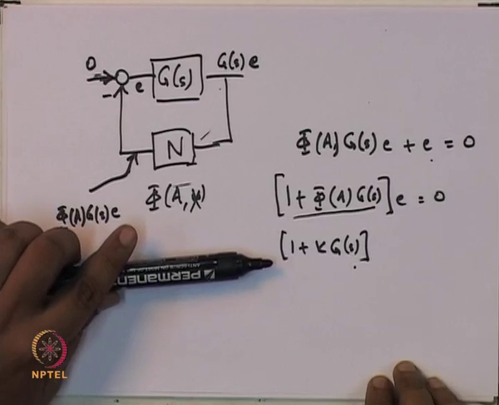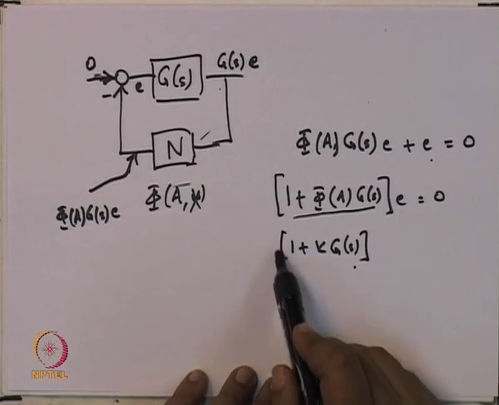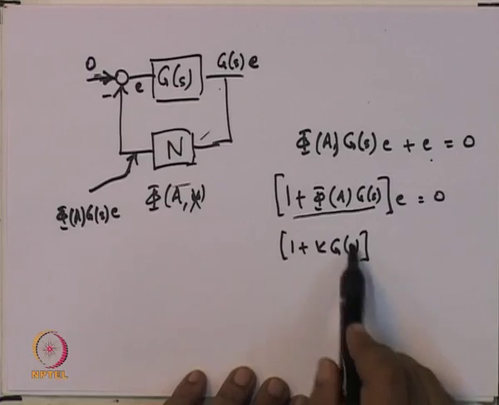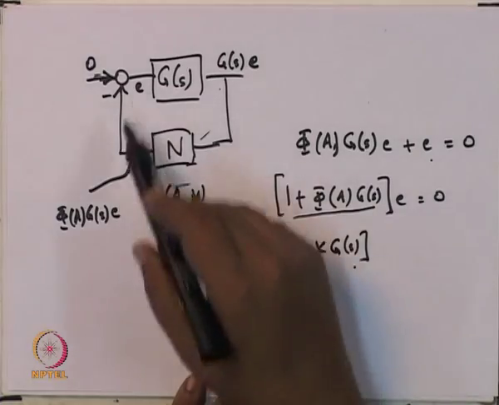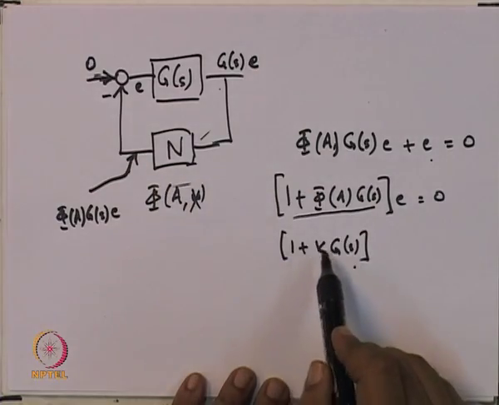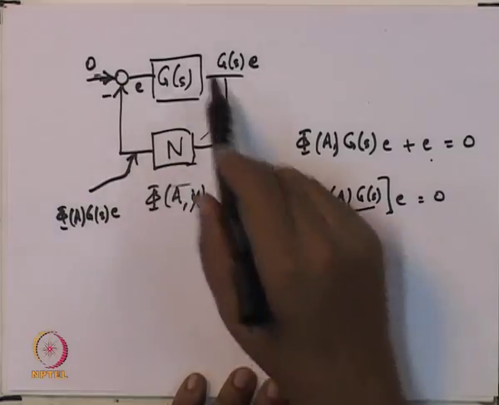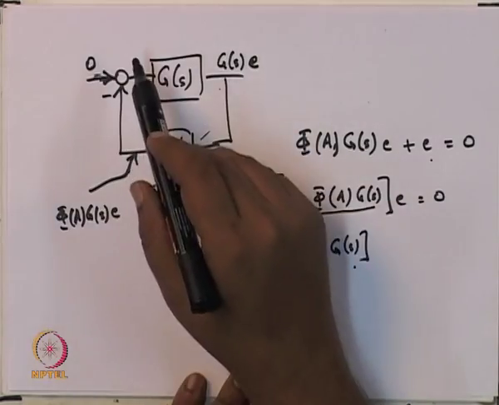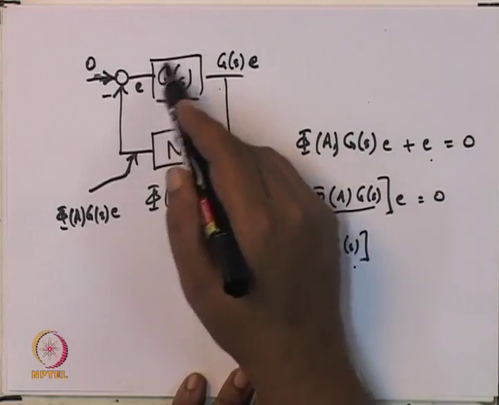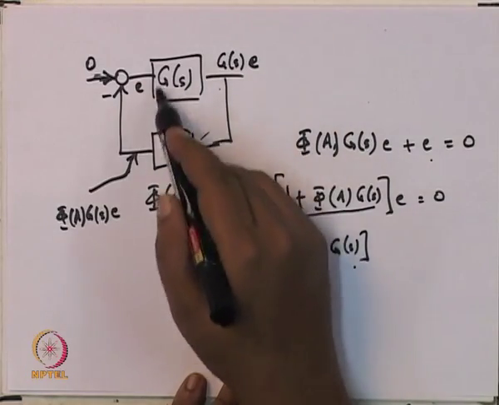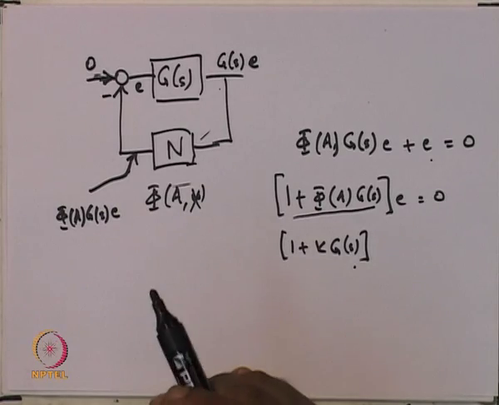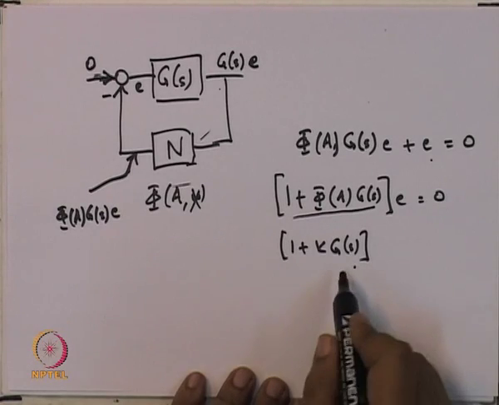And so, in case of a linear system, we can make use of this characteristic equation of the closed loop system, and we can say something about whether the resulting closed loop system is stable or not by looking at the Nyquist plot of the linear part. So how do we do that?